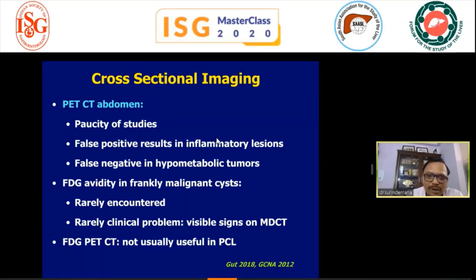Then PET CT, again, there are very few studies, but whatever they have evaluated shows very limited role. False positives and false negatives we know, and FDG avidity in a frankly malignant cyst is very rarely encountered. Whenever you have a cystic lesion where FDG is avid, you can easily diagnose it as a malignant cyst even on a CT scan. So FDG PET is not usually useful in pancreatic cystic lesions.